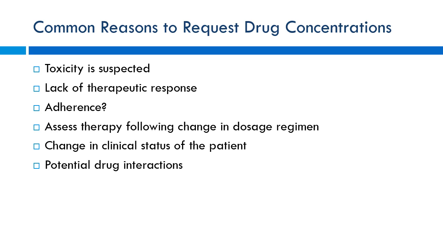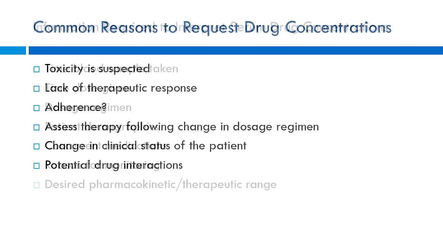All right, so other reasons why we commonly request drug levels: if we suspect toxicity is occurring, we can link that back to the level being too high. If they have a lack of therapeutic response, we worry about adherence. We also assess changes in the dosing regimen, so if I up the dose or make it more or less frequent, I want to follow up on those levels to make sure they're in range now. Changes in the clinical status of the patient, as I mentioned, like they go septic and their blood pressure is low and their kidneys take a hit, or other potential drug interactions. These are all really common reasons why we check drug levels.